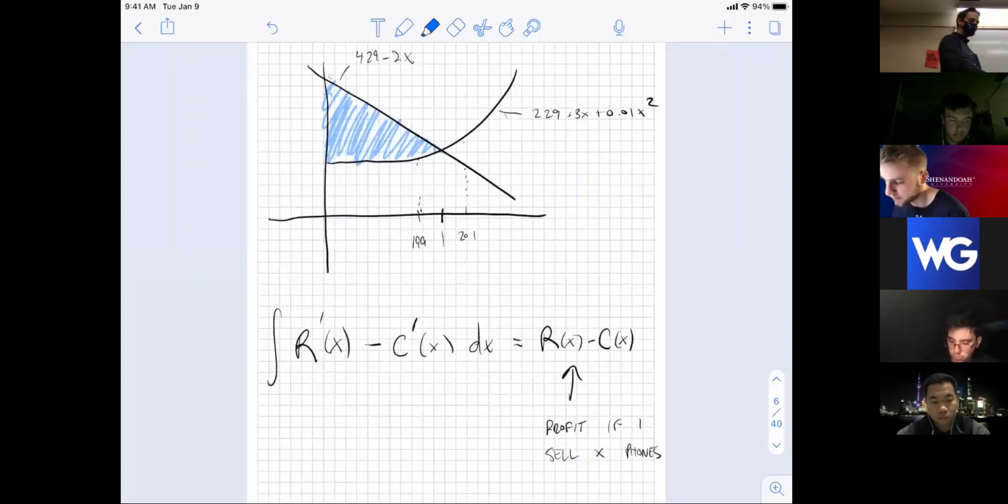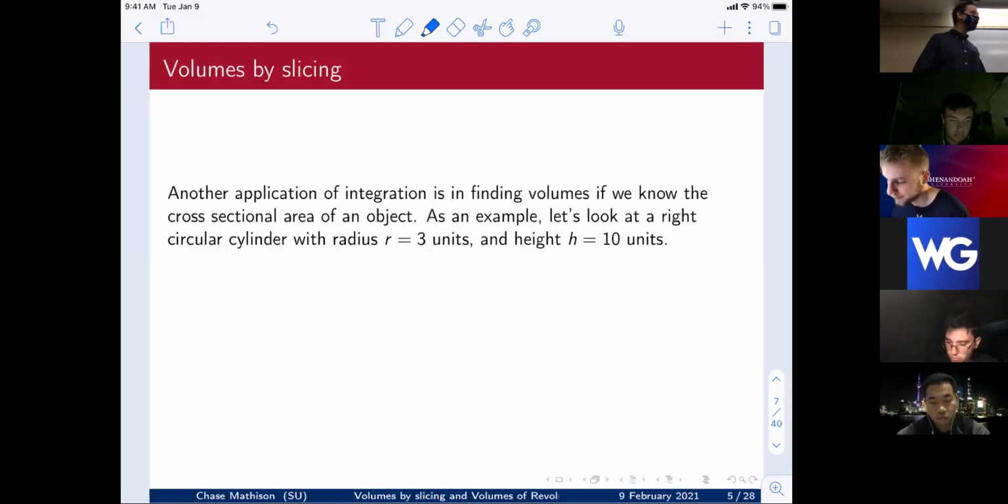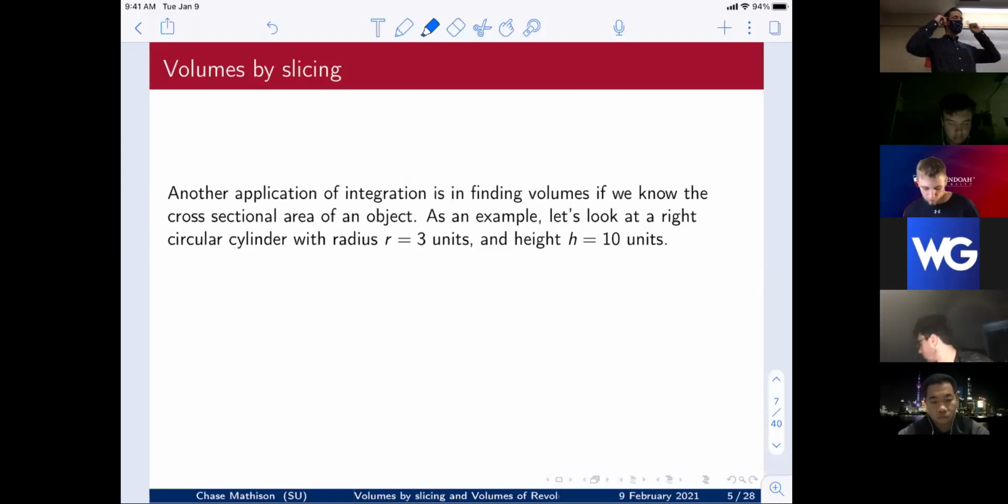Very good. All right, so with that, we're going to get into volumes by slicing. Okay, so this and volumes of revolution are two applications of integration that I really wanted you to see before we start digging into techniques of integration, because I find techniques of integration interesting, but I understand some people don't. And so keeping the applications in mind, I think is helpful.